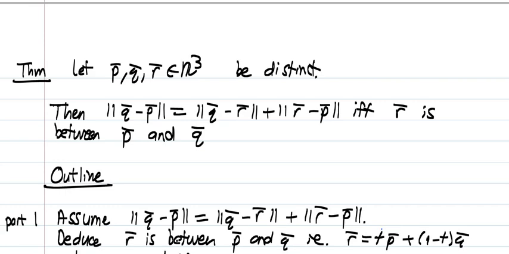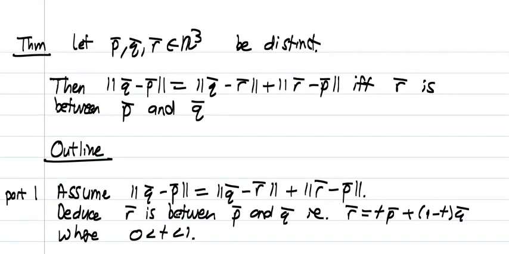Here we go. So the theorem goes as follows. Let P, Q, and R be 3 distinct 3D vectors, alright? So P is not Q, Q is not R, R is not P, so 3 distinct vectors. It turns out that the norm of Q minus P is equal to the norm of Q minus R plus the norm of R minus P, if and only if, notice the word if and only if, R is between P and Q.